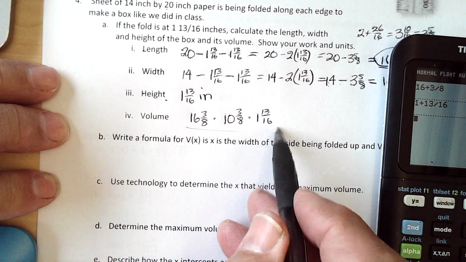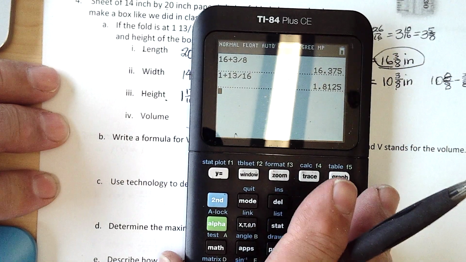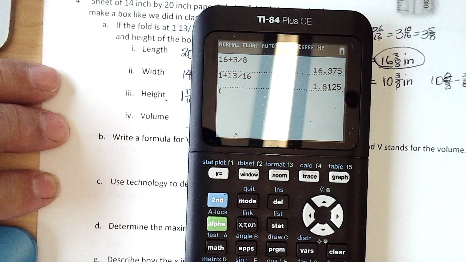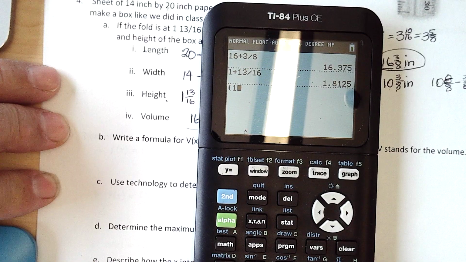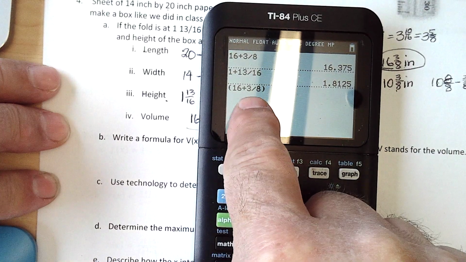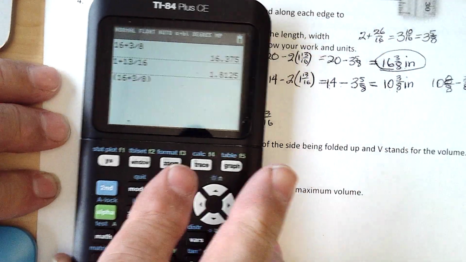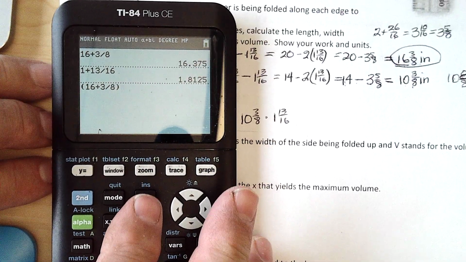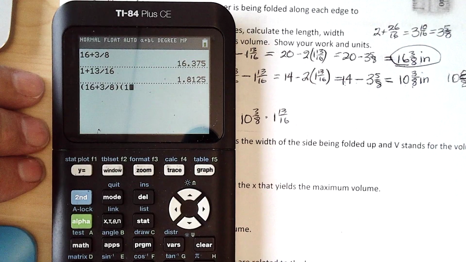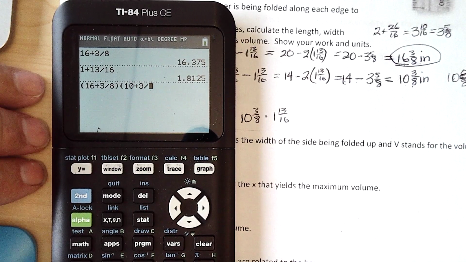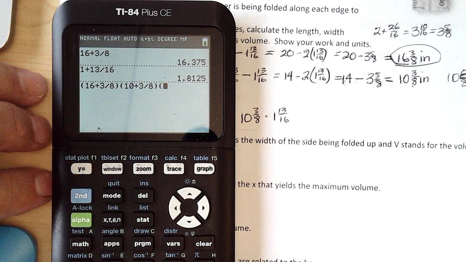But I'm going to show you how to type this in on a calculator. So parenthesis, 16 plus 3 divided by 8. 16 3/8. You do 16 plus the 3/8 more. Then to do the 10 3/8, parenthesis, 10 plus 3 divided by 8. And then the 1 13/16 is parenthesis 1 plus 13 divided by 16.